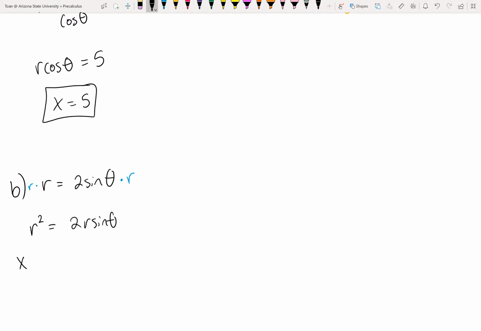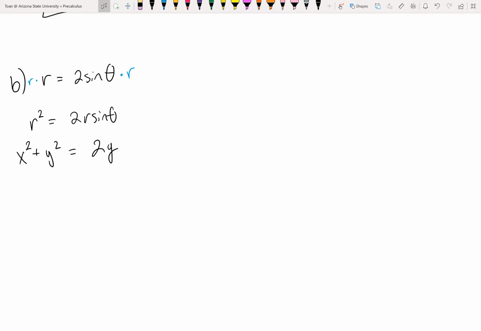So we should know that r squared is x squared plus y squared. And then r sine theta is y. Note that this is the beginning of an equation of a circle, because we have both x squares and y squares. So what we're going to do is write it in the standard form of a circle, which means you bring all the x's together, all the y's together, and then you're going to complete the square. So the next thing we're going to do is subtract the 2y over. I'm going to leave a gap here. The x squared doesn't have any extra terms, so I'm going to leave them alone, but I need to complete the square for the y, so let's refresh our memory.